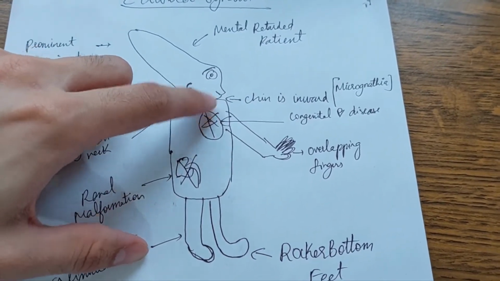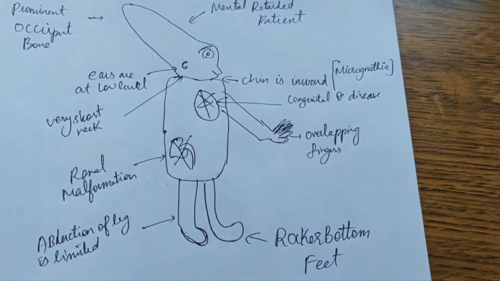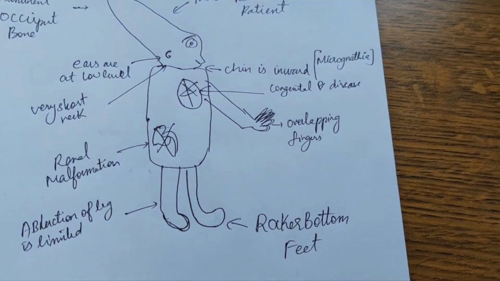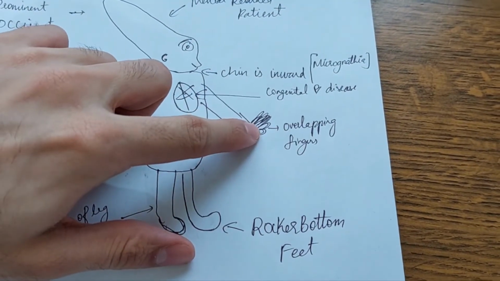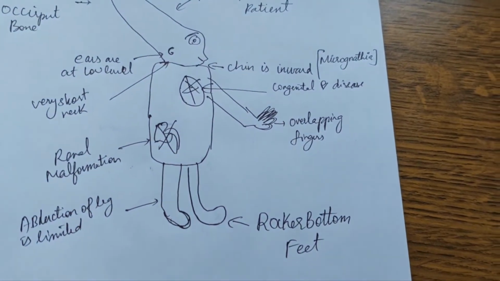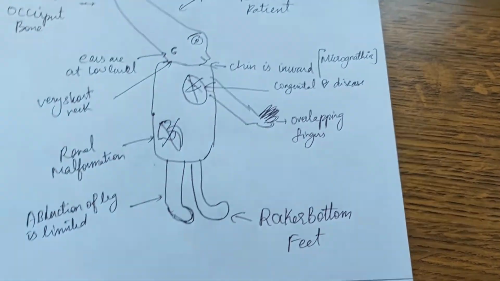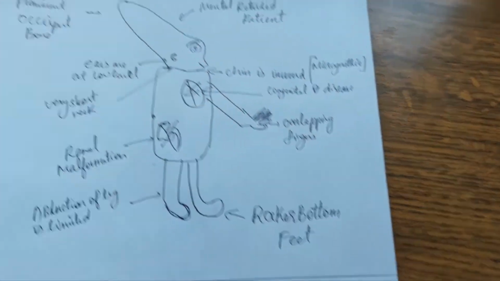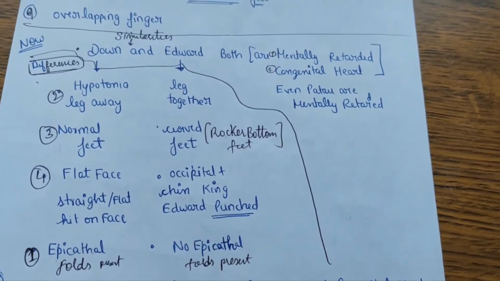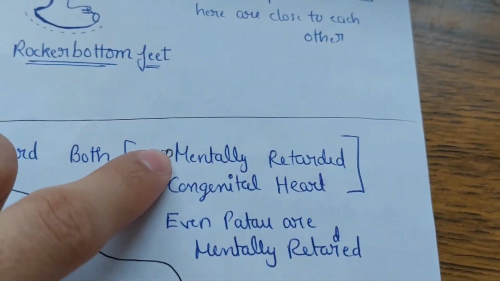So here we can see an example of a diagram of Edwards syndrome. The patient is mentally retarded, with a very prominent occiput bone. The chin is inward, called micrognathia. The ears are lower as compared to the eyes. There is a very short neck. The patient suffers from congenital heart disease. The fingers of the hand are overlapping. There is renal malformation, and limited abduction of the legs, that is, the legs are very close, they can't open the legs much, and they have rocker bottom feet. So this is Edwards syndrome.